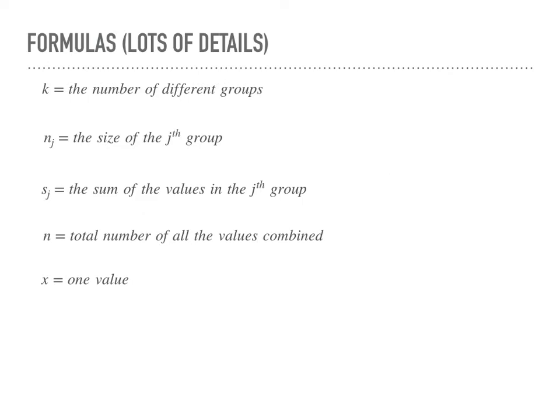Now, to get on with our formulas now that we have some notation, degrees of freedom between is equal to k minus 1, so the number of different groups minus 1. Degrees of freedom within is n minus k, so the total number of data values minus the number of different groups. And then we have sum of squares total. Sum of squares total is equal to the sum of our data values squared minus the sum of the data values, squared, divided by n.